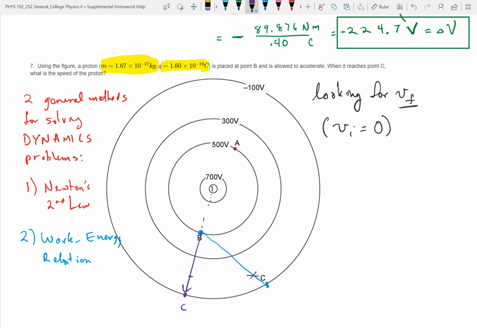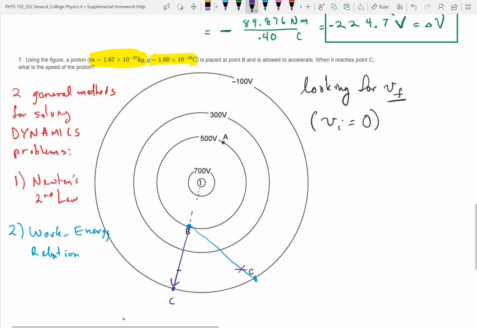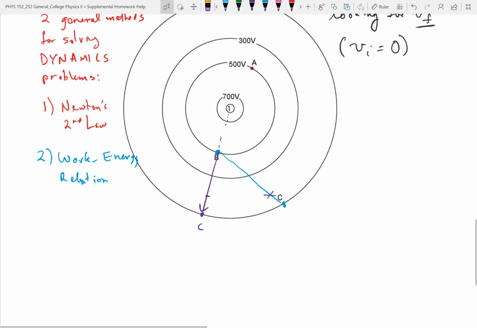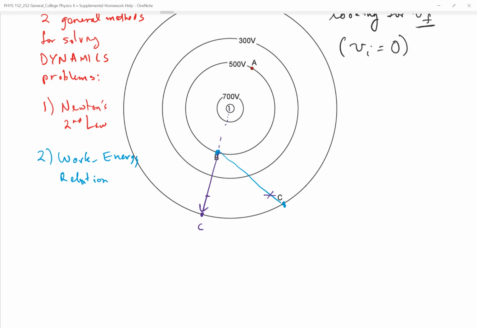But if we use work energy, the path doesn't matter. And I think that's why they put C off to the side, because path doesn't matter then. And so if we're going to use the work energy relation, what is the work energy relation? We have to know what it is before we can say, okay, let's use it.